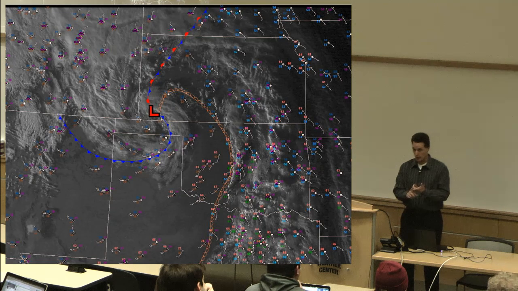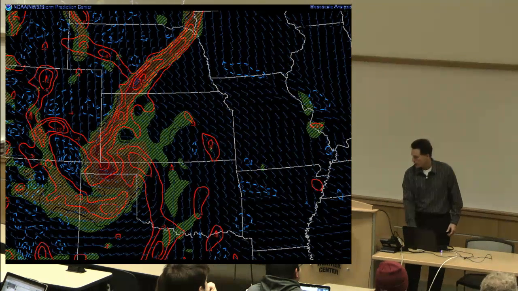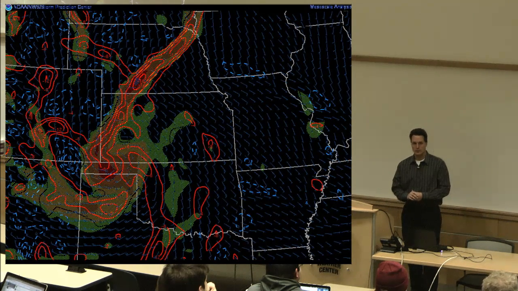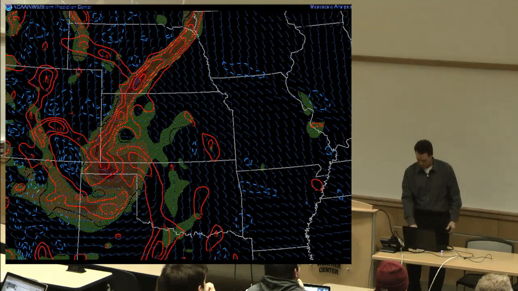So we also have the circulation with the dry line itself, and we have the large-scale forcing for ascent. Again, the dry line's not terribly convergent. This is the vertical vorticity and convergence fields. So the convergence are the red contours. It shows weak convergence into western central Oklahoma. It's not particularly strong there.